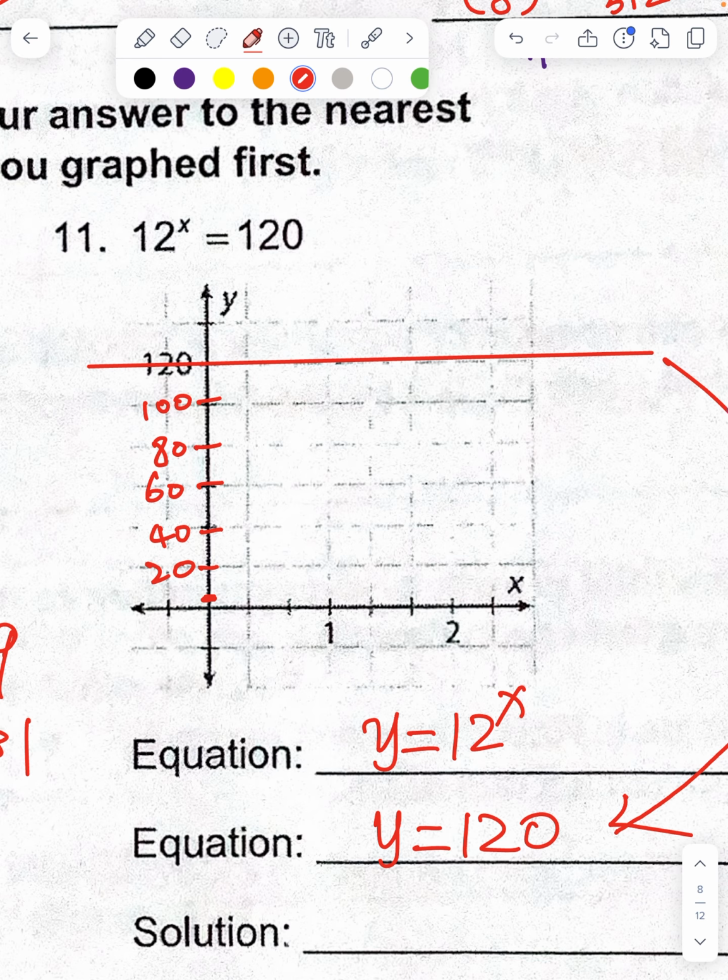It's very low. When x equal to 1, the y value should be 12. Here's 20, so 12 is a little bit above. When x equal to 2, 12 times 12, this number is going to be really big. It's 144. So this is 140, and 144 when x equal to 2 is something like this right here. So the graph is going to look like this.